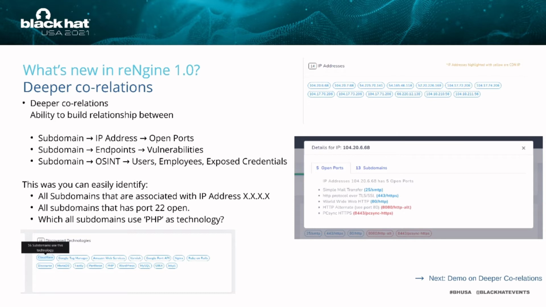Now you have deeper correlations between your data, and you can query in reverse as well, as I said. So IP to subdomains, port number to IPs, IPs to subdomains. This deeper relationship has been worked on a lot, and we're going to see the demo on it.